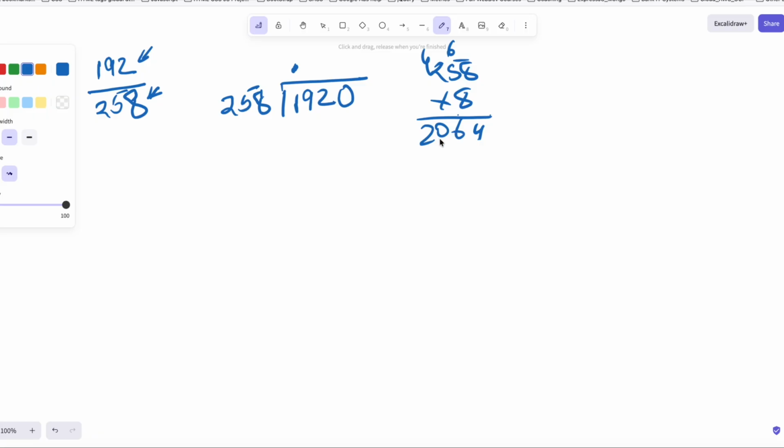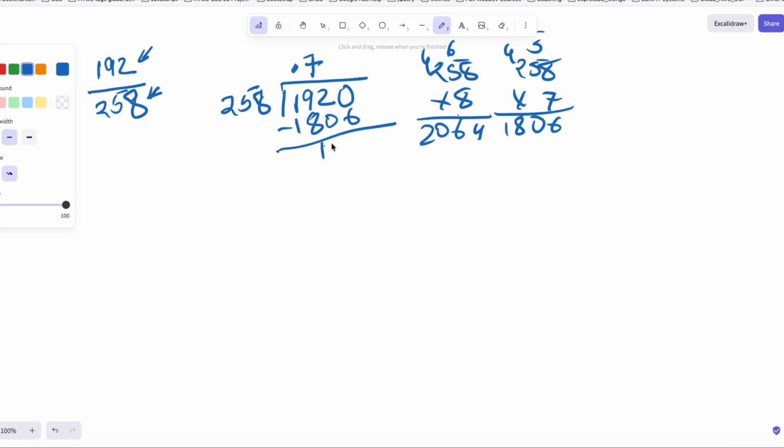Well, then if it's not 8, you know that it has to be 7, right? Because it can't be 6, because 6 would be too small, right? And to test it out, you can just do quickly 258 times 7. What do you get? This is 6, this is 5, this is 0, this is 4, 18. You get 1806, and this is less than 1920. So you know that 258 goes 7 times into this. Okay, and what is the answer? The answer would be 114, right?